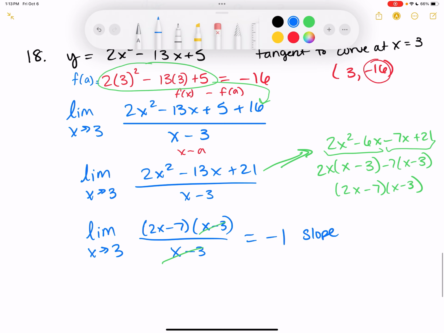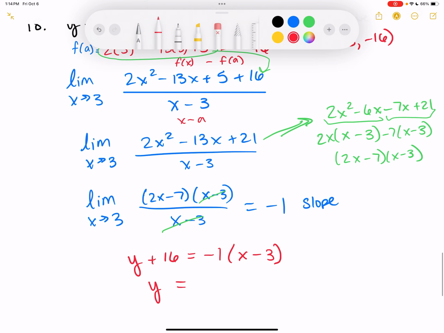So now, how would I actually find my tangent line? You put in the points. You get the point slope form. So what would that be? We're gonna do y plus 16, because it's like minus. Yep. Plus 16 equals negative 1 times x minus 3. Then do the thing. y equals negative x plus 3 minus 16. So y equals negative x minus 13.